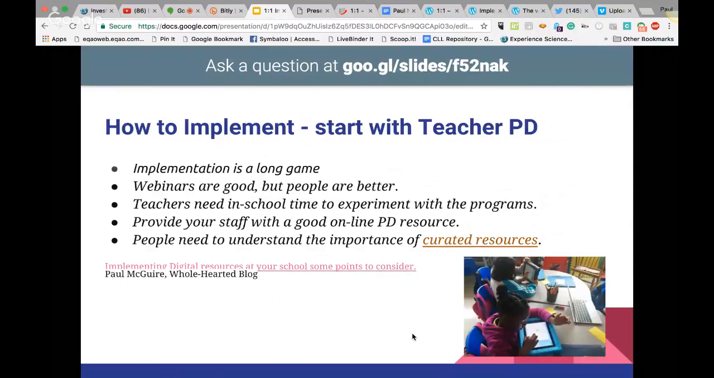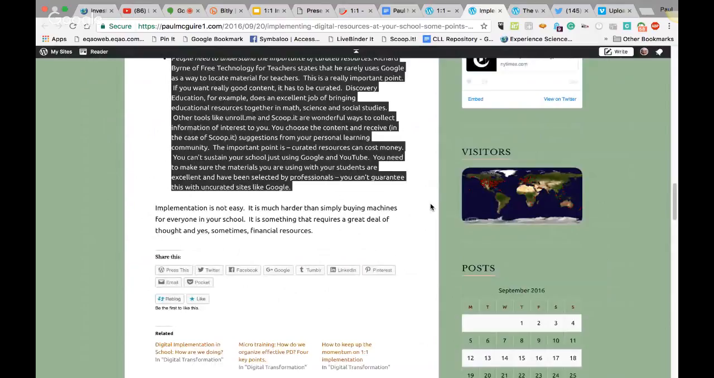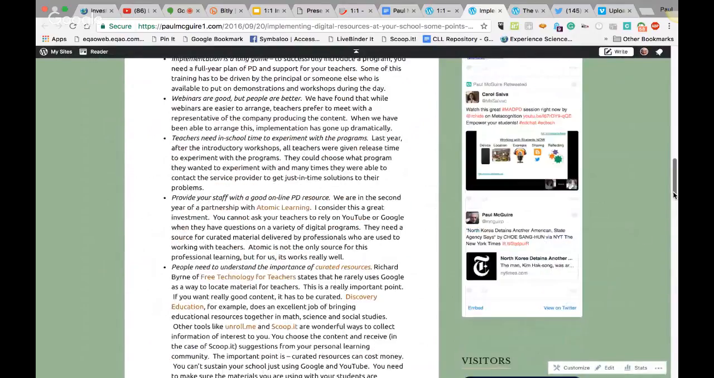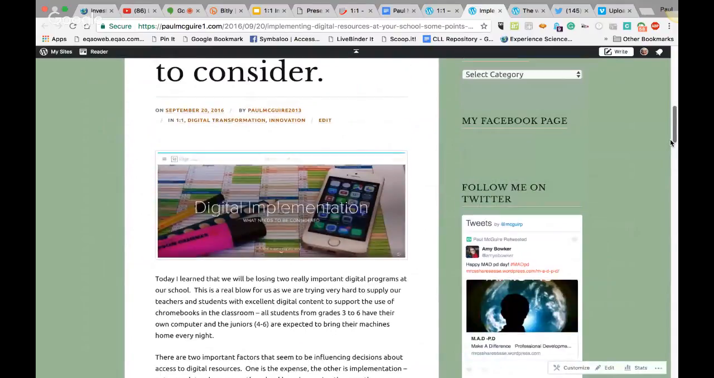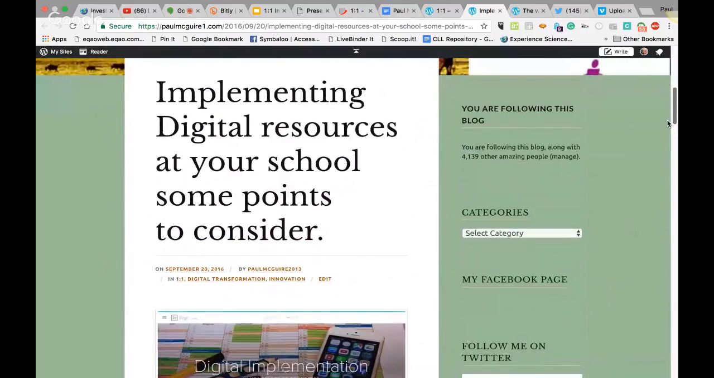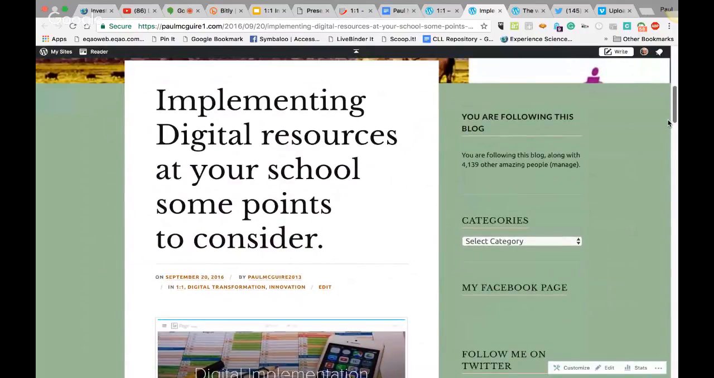Now, I've put together a few articles that I have links to on this presentation and in the presentation card that we had to put up beforehand, on how to implement a one-to-one program in your school. I just flipped to one of the blog articles that I wrote for a British publication. This is a version of it, and this is all based on our own experiences.